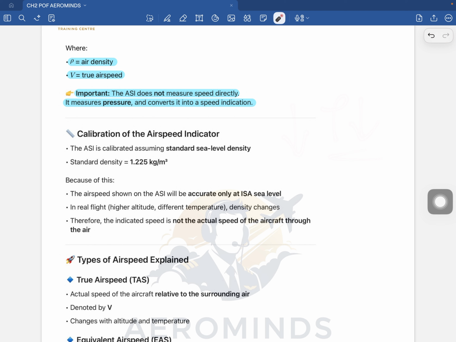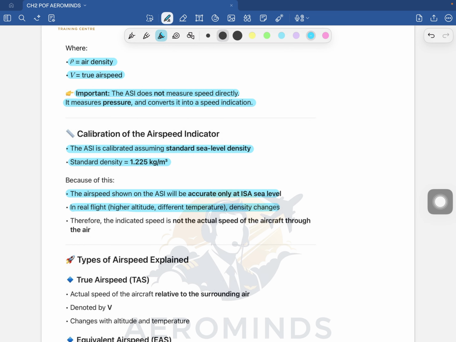Got it? So remember this: the ASI is calibrated assuming sea level density. The standard density is 1.225 kilograms per meter cube, and because of this, the airspeed shown on the ASI will be accurate only at ISA sea level. In real flight, which means higher altitude and different temperature, the density will change, and therefore the indicated speed is not the actual speed of the aircraft through the air. It will be different. I hope you get it.